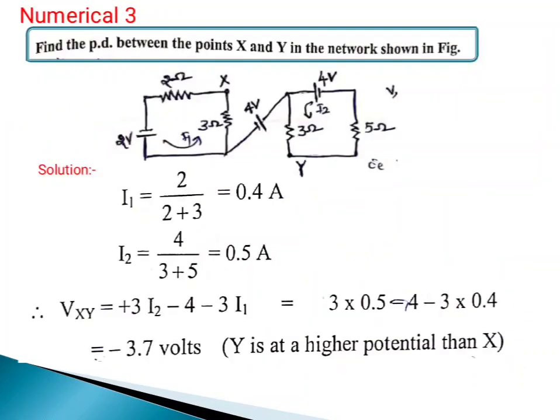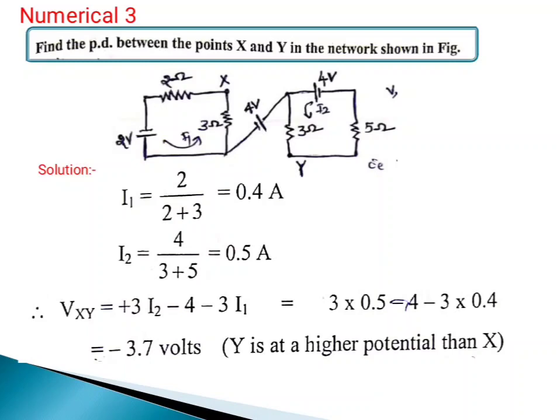Now we are going to find out I1 first. How are you going to find out I1? A 2 volt source is connected here. 2 divided by 2 plus 3, so I1 is equal to 0.4 amps. Then I2 is 4 volt divided by 3 plus 5. So we got I2, it is 0.5 amps.